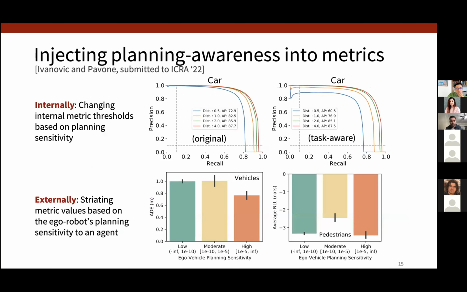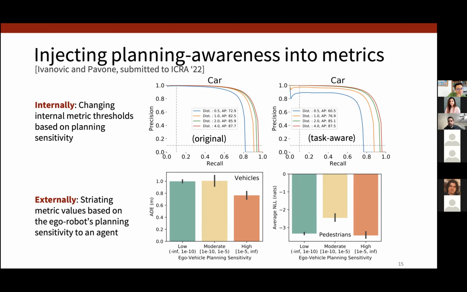So, okay, once we have these planning sensitivities and we can point out how different agents affect the ego vehicle's planning, let's now bring this interesting value into metrics, which was the whole point of this project, right? To inject this planning awareness into metrics. And in the paper, we thought of two different ways of doing this. One is internally, by changing internal metric thresholds based on planning sensitivity. I gave the example here of computing a precision recall curve. In particular, something that happens inside a precision recall curve is you have to denote what is a true positive, what is a false positive, et cetera.